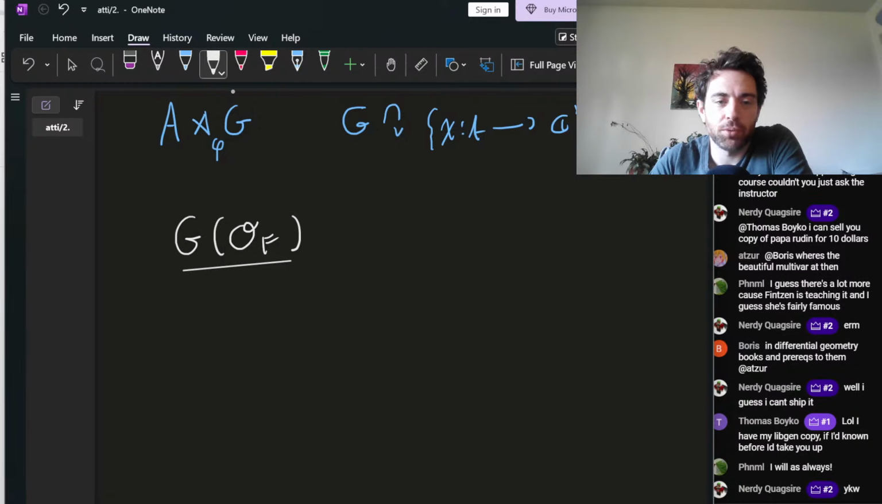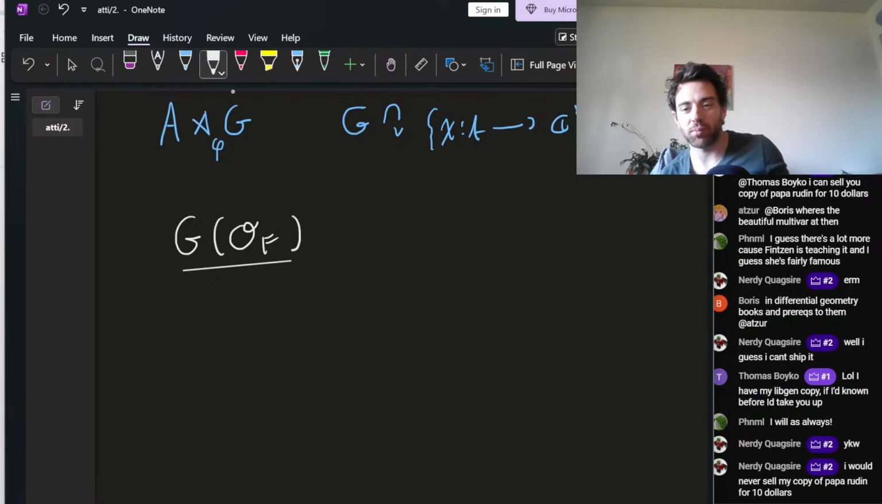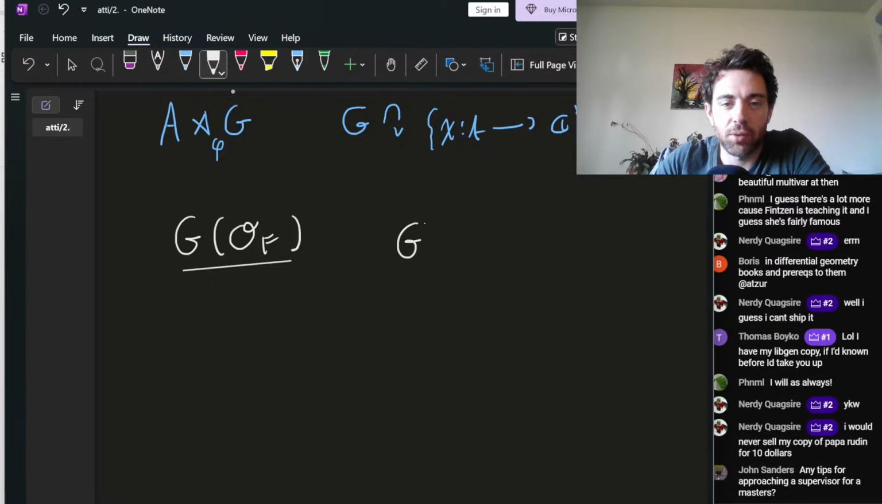Yeah. I'm not sure. What should I say about reductive groups? Just general structure, or should I say a bunch of stuff about the representation theory? I don't know. I think about the GL_n case a lot.